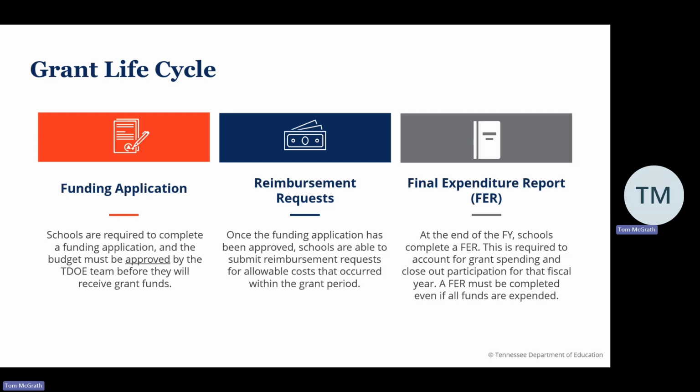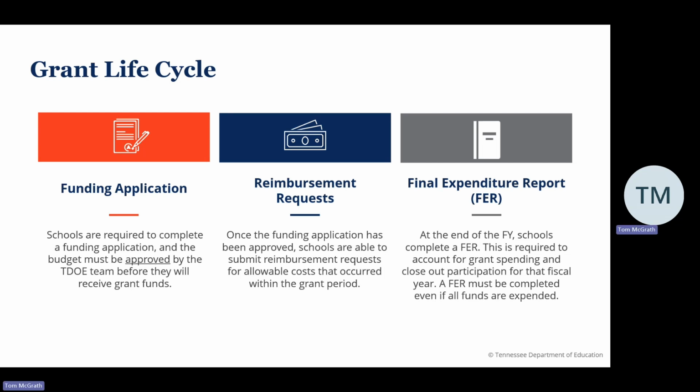One, the funding application. Schools complete a funding application or budgets that must be approved by the TDOE team before your school can receive grant funds. Two, reimbursement requests. Once your funding application is approved, schools can begin submitting reimbursement requests for allowable costs that occurred within the grant period. Only costs approved in your funding application are eligible for reimbursement.